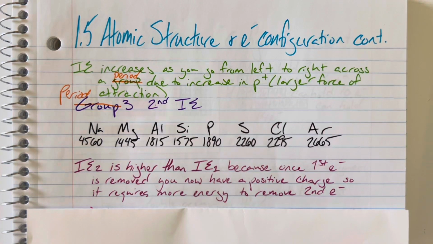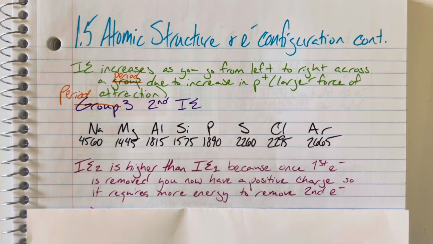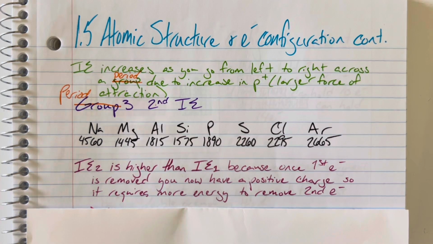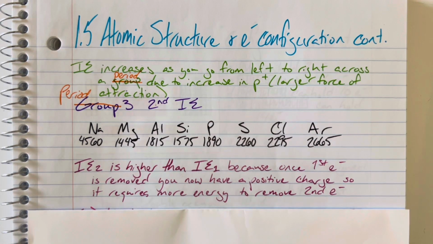And you can see that across the period. The second ionization energy is higher than the first ionization energy because, again, once we remove that first electron, you now have a higher positive charge attracting less electrons. And so those Coulombic attractions are going to be able to pull those electrons in tighter. And as they come tighter and closer to the nucleus, they are more difficult to steal, and therefore your second electron is harder to steal than your first.